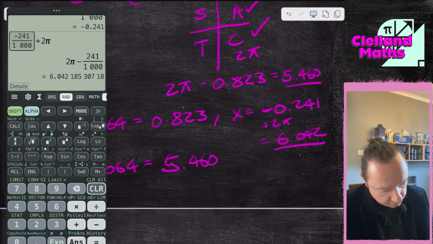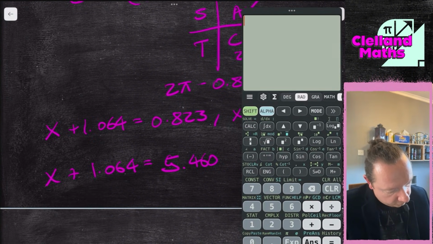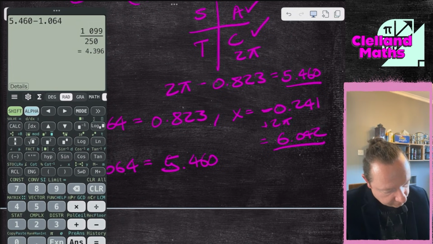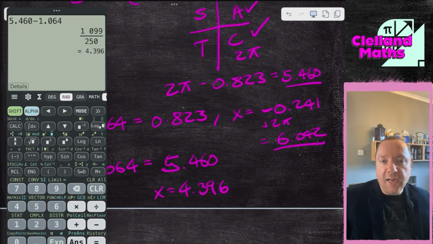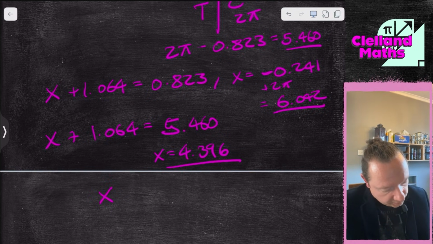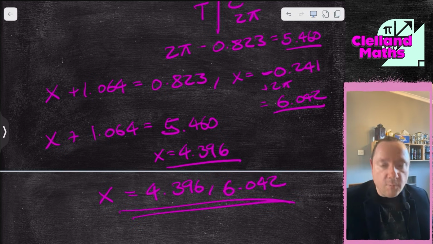Doing the same for the next one, we've got 5.460 minus 1.064. That's 4.396. Now that is within the range. Pi is about 3.14, 2 pi is 6.28, 4.396 is nice in there. And I've not got multiple angles here like 2x or 3x, so I know I'm going to be done. So that's it. I've done my answers all right. I'm out nice and neat. X equals 4.396 and 6.042. And we're done there.